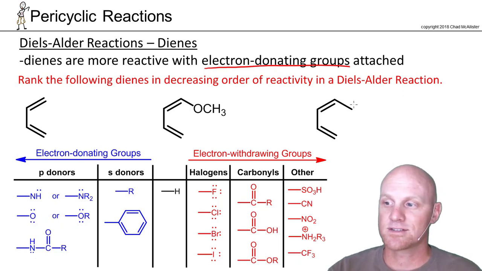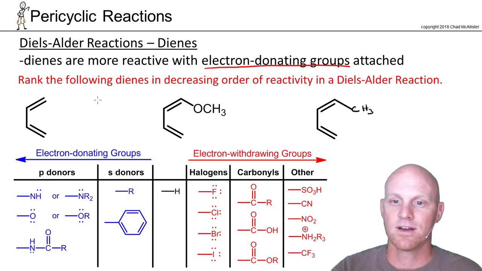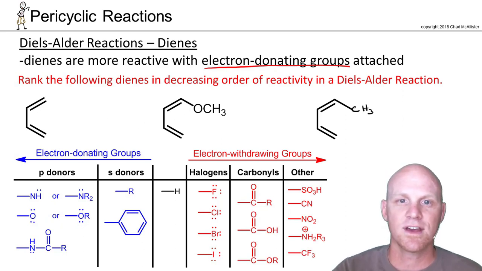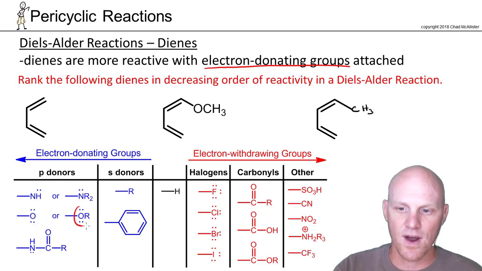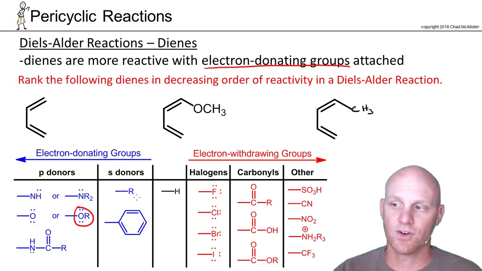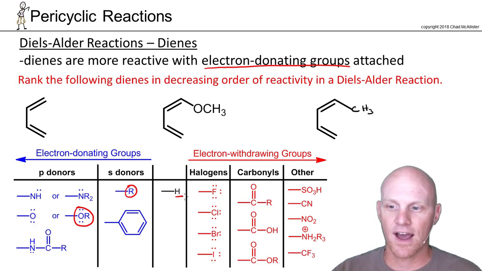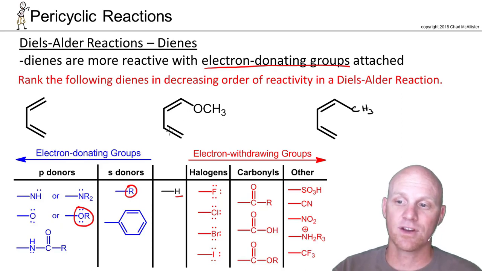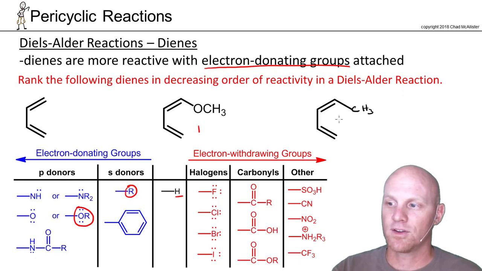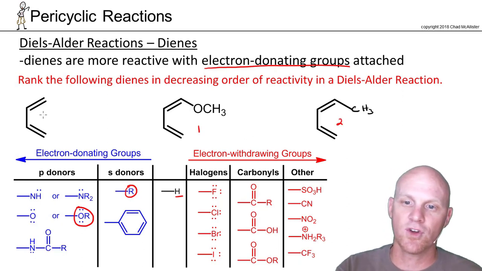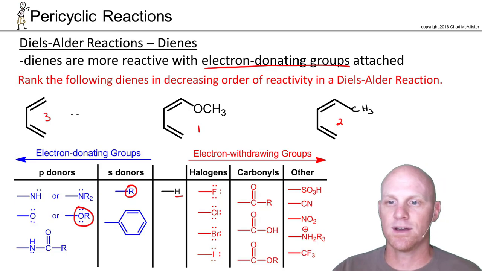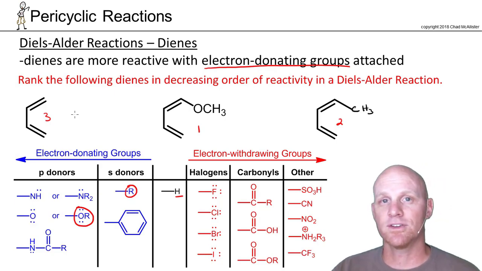So in this case, we've got a methyl group right there. In this one, we've just got hydrogens, and in this one, we've got this OCH3, and your OCH3 is this guy right here, and that's a strong electron donating group, whereas your methyl group is just a plain old R group, an alkyl group, and it's kind of a weak electron donating group, and then you've just got hydrogens, and that's going to give you your order of reactivity right there. So your strongest donating group is going to be number 1, then your next strongest donating group number 2, and then with no donating groups, just hydrogens, it's going to be number 3. And that's your decreasing order of reactivity in the Diels-Alder reaction.